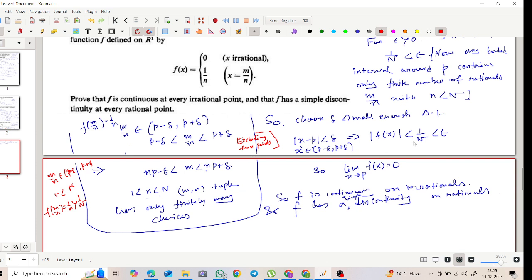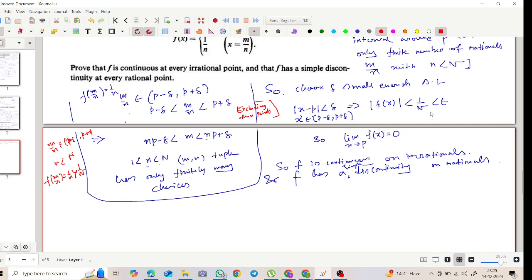Understood what I am trying to say. So suppose for any delta, these points, I mean m by n belongs to this and n less than N, satisfying these two criteria, there are only finitely many points, right? So you choose delta so small that it contains none of those points, and then it is true.